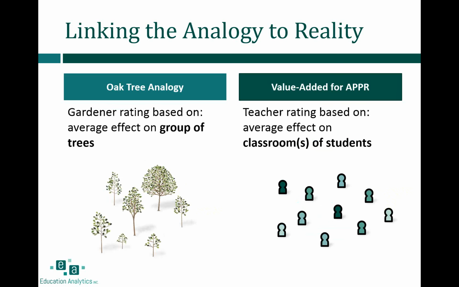In the analogy, a gardener's rating is based on the average effect on a group of trees. And in the education context for value added and APPR, a teacher rating is based on the average effect on a classroom or more than one classroom of students.